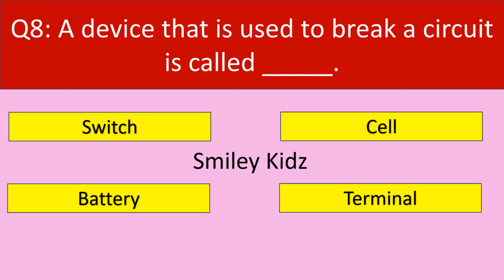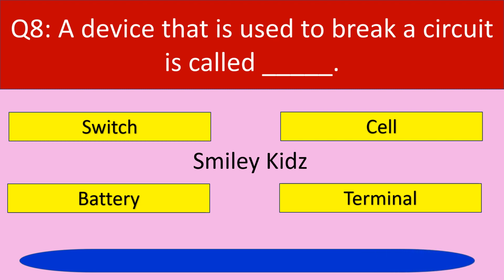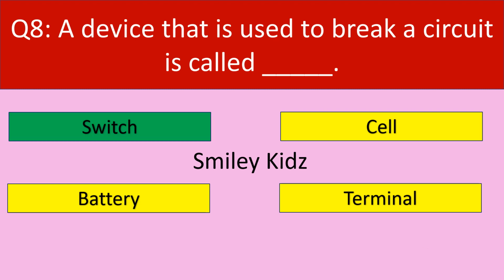Question number 8. A device that is used to break a circuit is called. Options are switch, cell, battery, terminal. Your time starts now. Your time is up. The correct answer is switch. A device that is used to break a circuit is called switch.